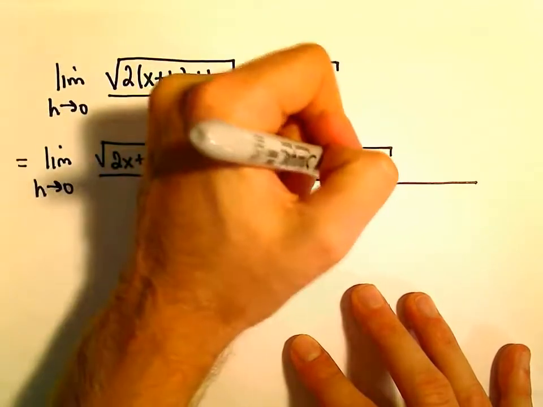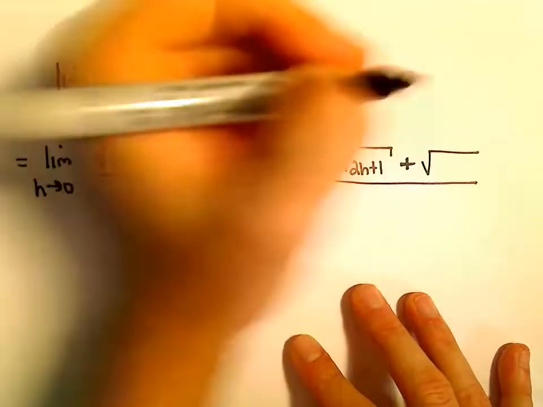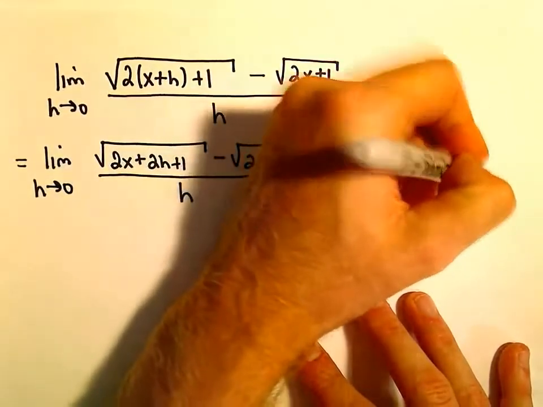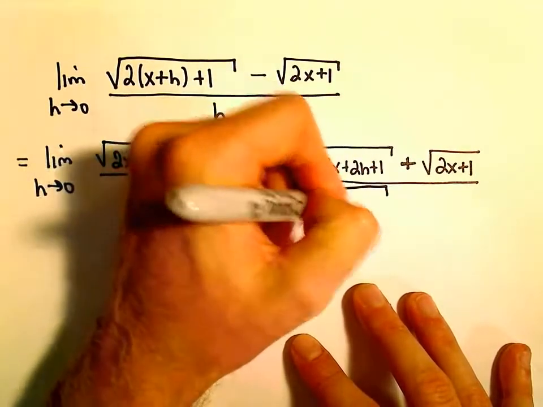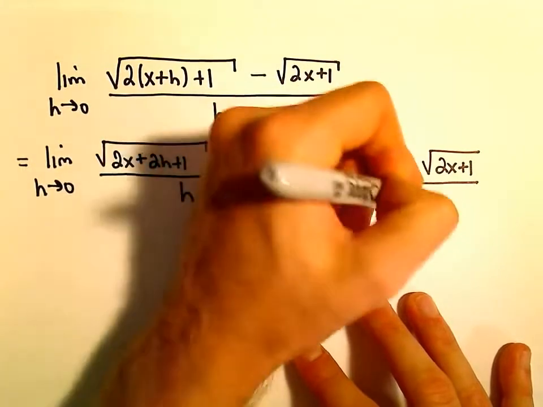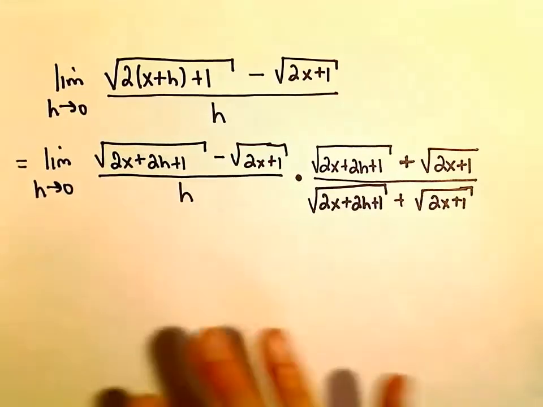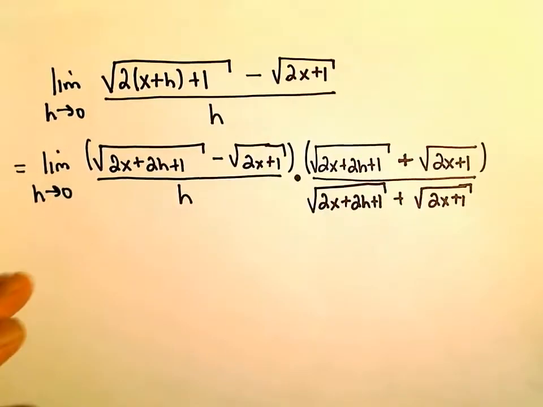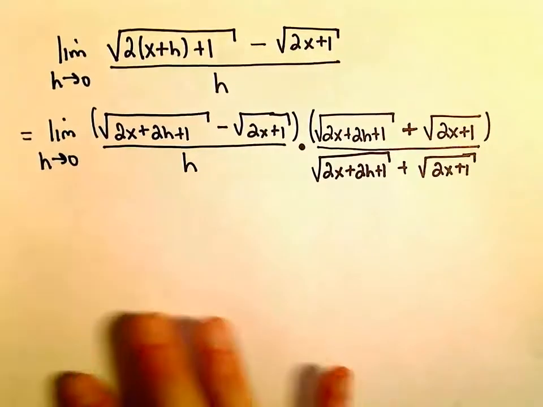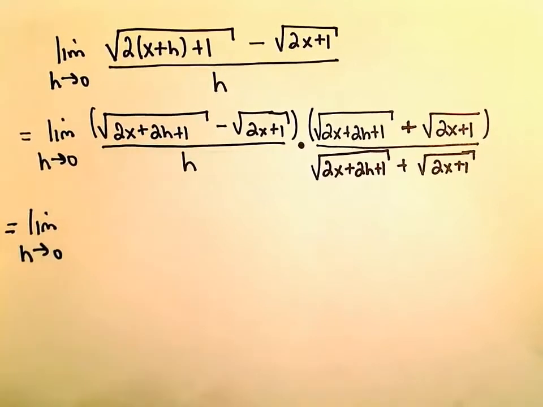So the square root of 2x plus 2h plus 1, we change our minus sign to a plus sign, and then we multiply by the square root of 2x plus 1. Since we multiplied the numerator, we also have to multiply the denominator by the same thing. I'm going to put parentheses around some of the stuff in the numerator to remind myself to distribute. So we'll have the limit as h approaches 0.